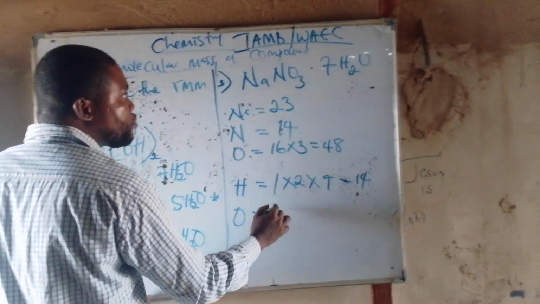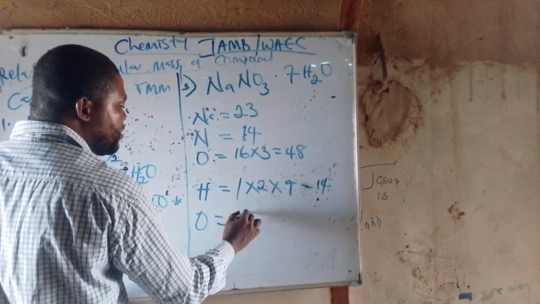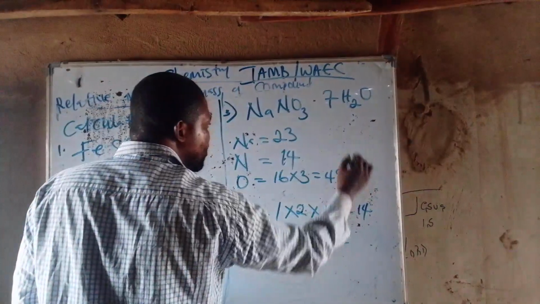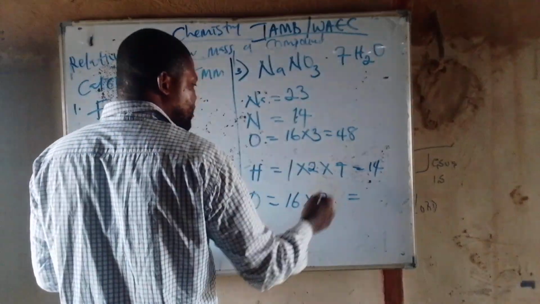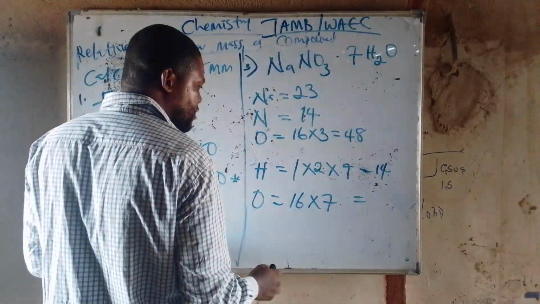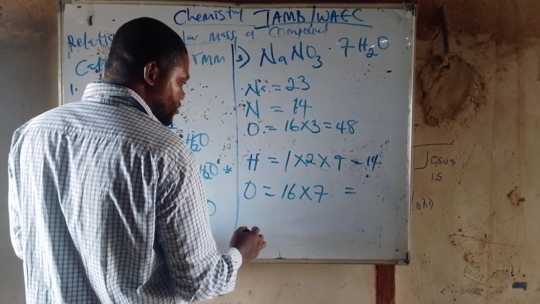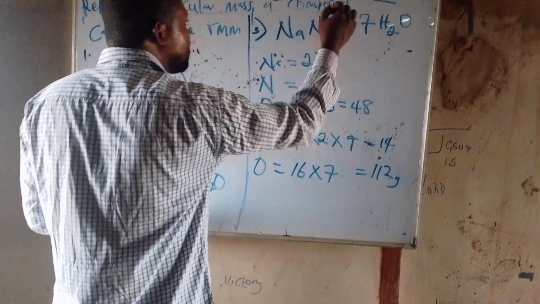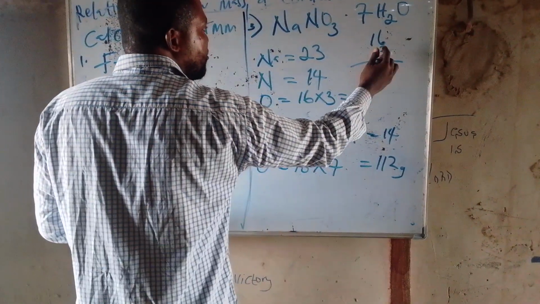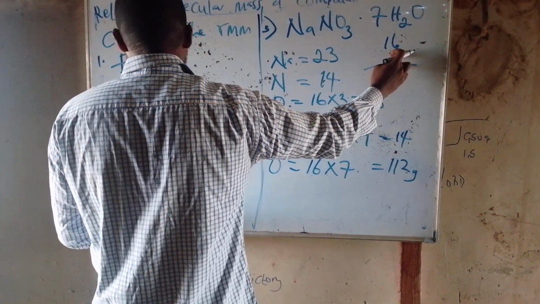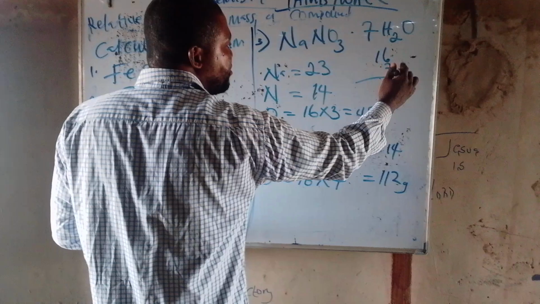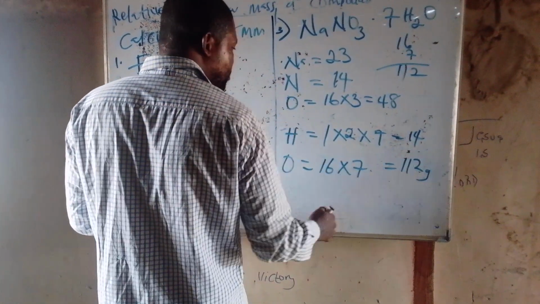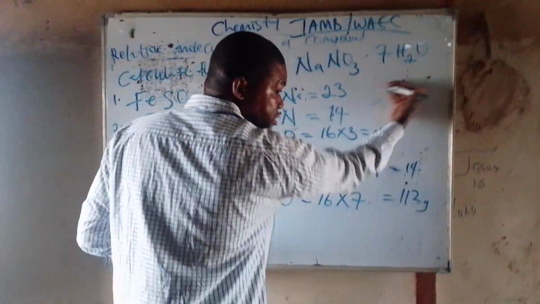O again is equal to 16 for mass number, times 7. There's nothing else here. I multiply with 7, equal to 112 grams. 16 times 7: 6 times 7 is 42, write 2 carry 4, 1 times 7 is 7 plus 4 is 11. 112 grams.